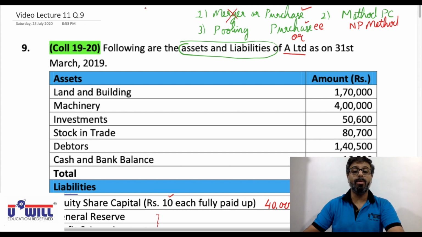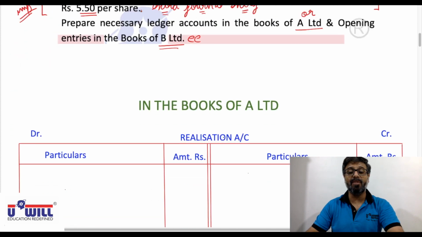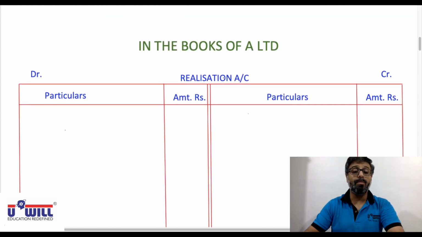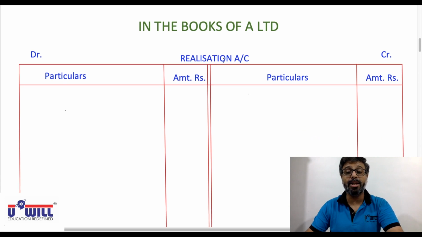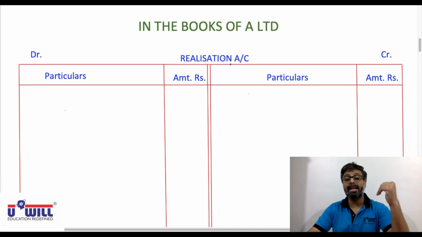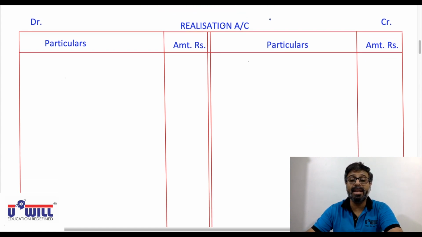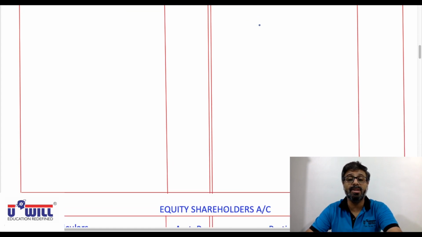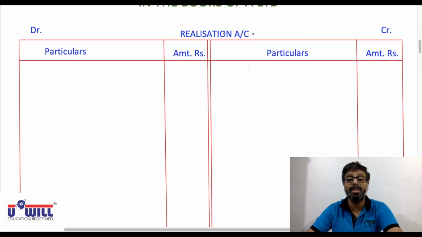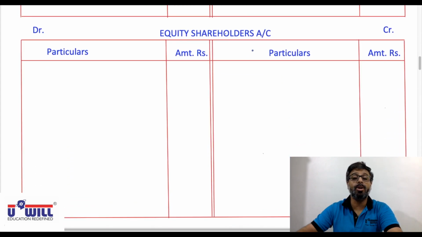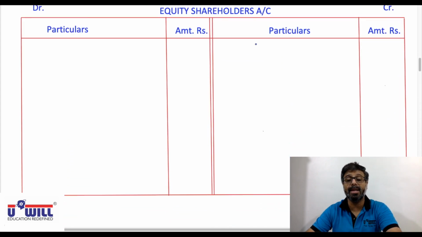Now before we proceed further, all of you make the format of these ledger accounts. Pause the video and make the format. Once you complete the format, play the video, make the workings. Then as I advise you, after the workings, you can relax, have a break and come to the accounting. Realization account, ideally all of you make around half a page. Last question we have seen, so a big format is not required, 1 page or half page. Equity shareholders account, make around 8 to 10 lines.